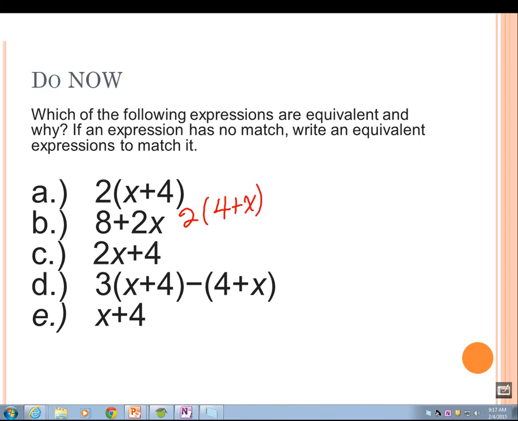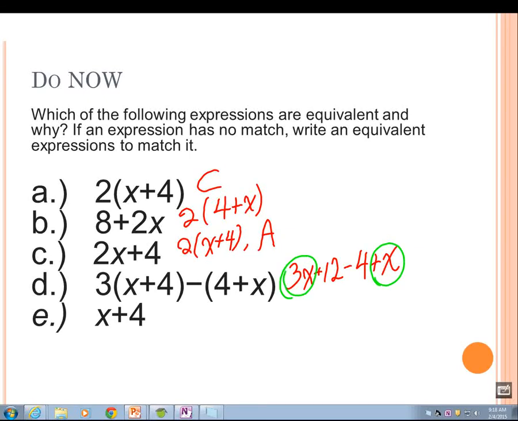Then for C, I can pull out a 2 again. x plus 2x, or 2 times the quantity x plus 4. I don't see that. Oh, I do. So this one's going to be A, and this one's going to be C. Then if I distribute for D, 3x plus 12 minus 4 plus x. I have like terms with the x's, which is going to make that 4x plus 8. And I don't see that anywhere either.